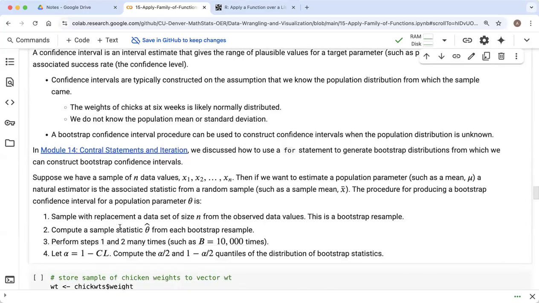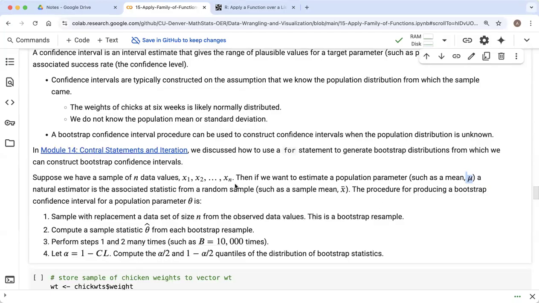How bootstrapping works is we have a sample of n values that we've randomly selected from the population. We'll call those values x1 up to xn. Then we've got some parameter that we want to estimate from the population, for example, the mean of the population that we denote with the Greek mu. We think of a natural estimator for that parameter. In the case of the population mean, we would probably use the sample mean, x bar, as a reasonable unbiased estimator for mu. And then we bootstrap.